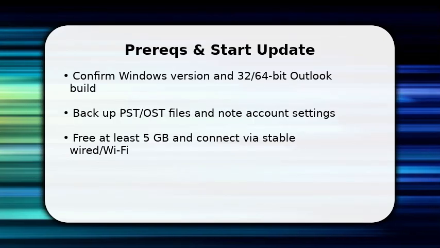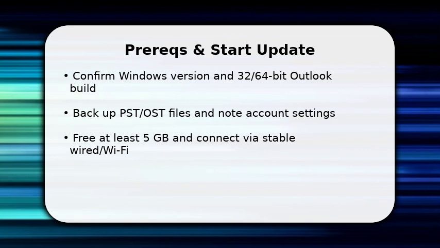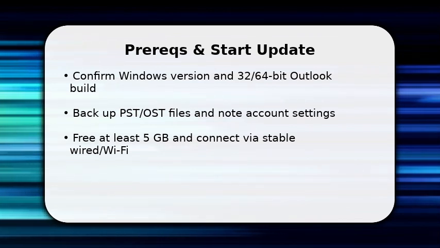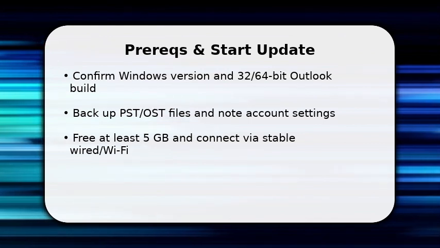You begin by confirming your Windows edition and whether Outlook 2007 is 32 or 64-bit. That determines compatible installers. Once done, back up your PST or OST and jot account details so you can restore mail if needed. Make sure you have at least 5 GB free and a stable internet connection.